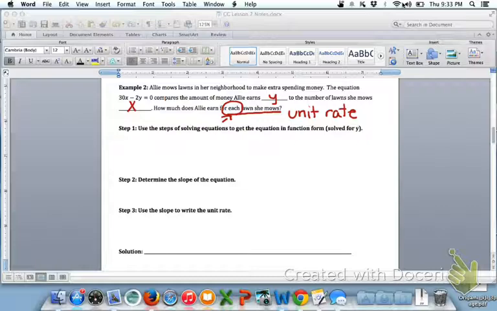So you're going to use the steps of solving an equation to get the equation in function form. And again, this is something you have experience with. We're solving for y. So we're going to start by just rewriting our equation. And we want to get the y value by itself. So we're going to subtract the x term from both sides. So we want to subtract 30x from both sides.